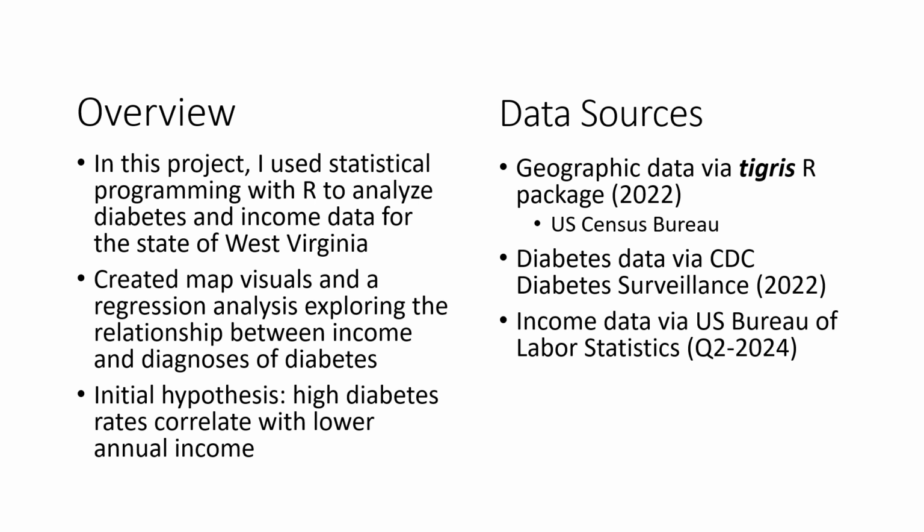Now, my initial line of thinking, my initial hypothesis, is that diabetes rates will be higher in areas of lower income. I base this on factors such as availability of healthier food options and access to medical education, and these are both easier to access with higher income.